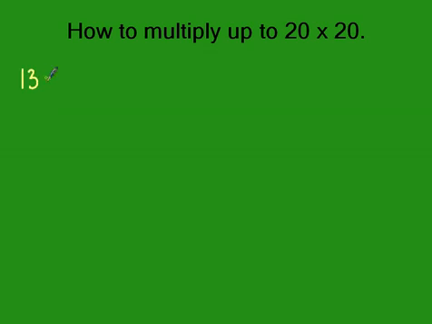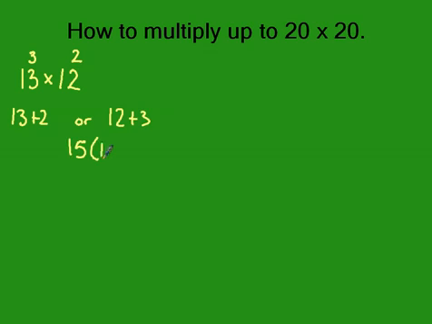Start out with something simple, 13 times 12. What we're going to do is compare these numbers to 10. 13 is 3 larger than 10, and 12 is 2 larger than 10. Here I'm going to cross add, so I'm either going to take 13 plus 2 or 12 plus 3. Either way, you get 15. Let's multiply this number by 10 because we're comparing to 10, and we get 150. Next, let's take 3 times 2, which is 6. 150 plus 6 is 156. So 13 times 12 is 156.